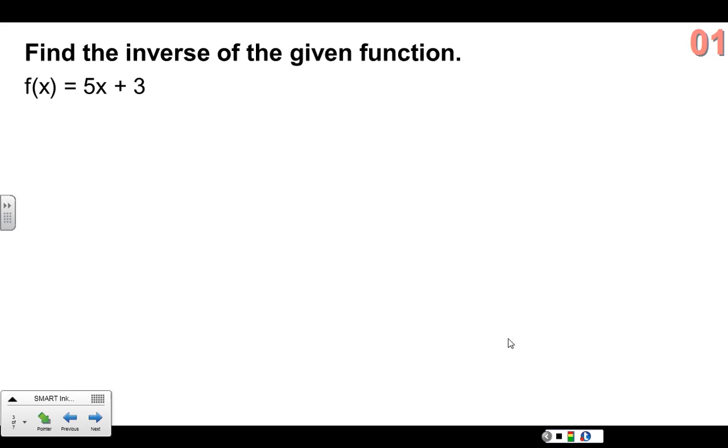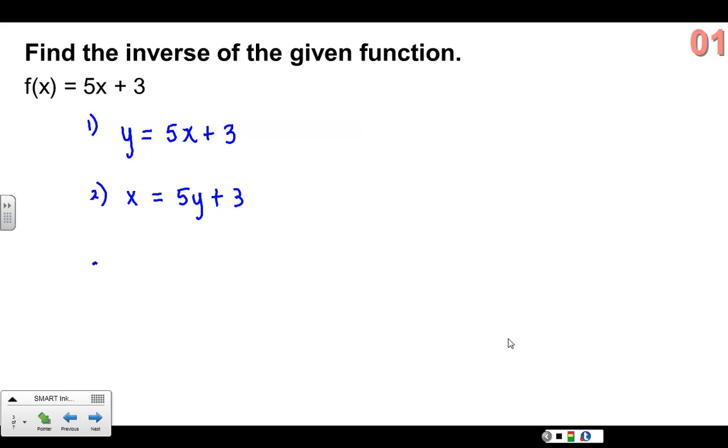For example, if I have the function f of x equals 5x plus 3, and I want to find the inverse, we're going to first write the equation in x and y form. y equals 5x plus 3. That's the first step. Second step, switch the variables or interchange the domain and range. So x equals 5y plus 3.